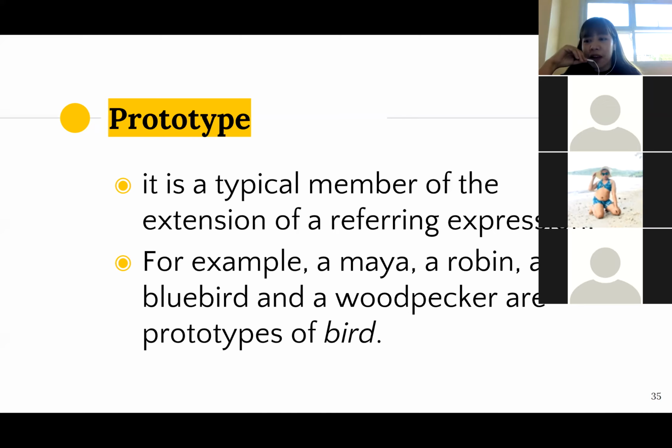You give examples or list examples of words included in that category. So for bird, for example, maya, robin, bluebird, woodpecker, so the most typical birds. So also turkey, for example, ostrich, penguin. So if you are asked to give a prototype of emotions, you can enumerate joy, sadness, anger, frustration, and so on and so forth.